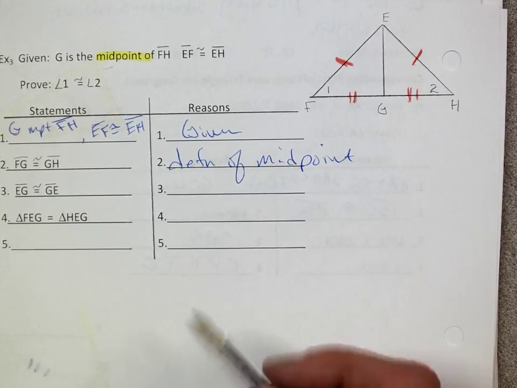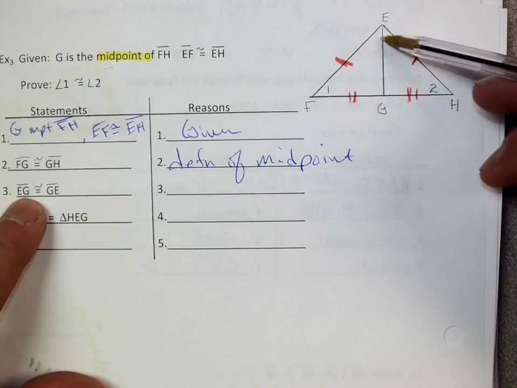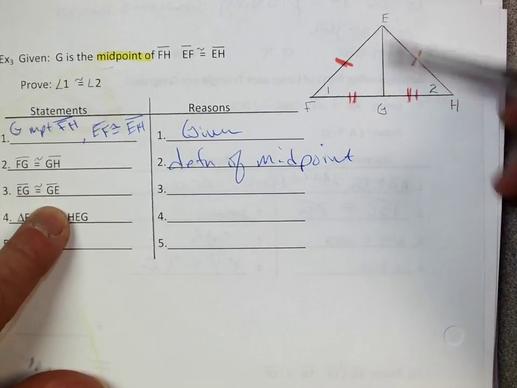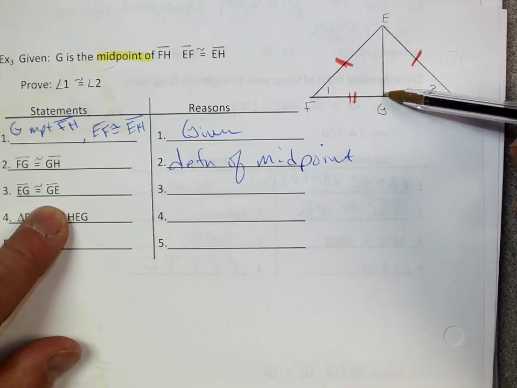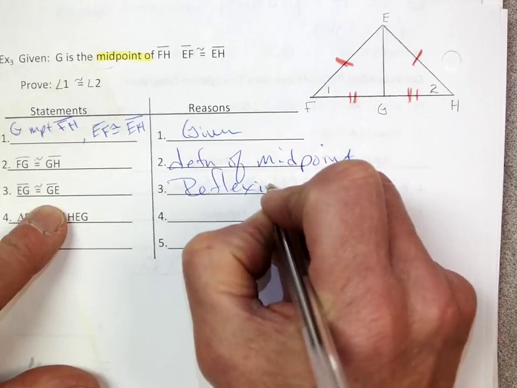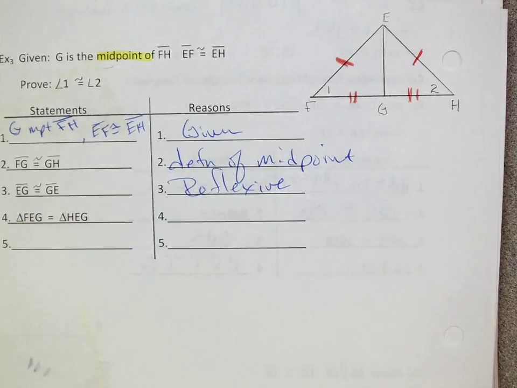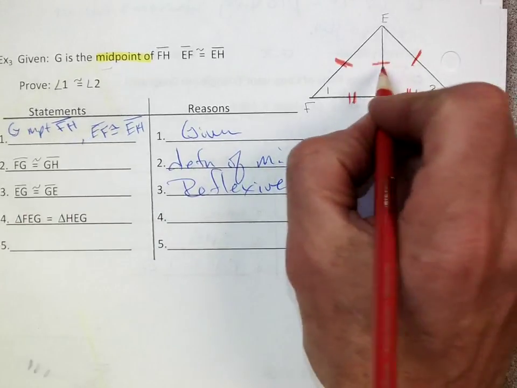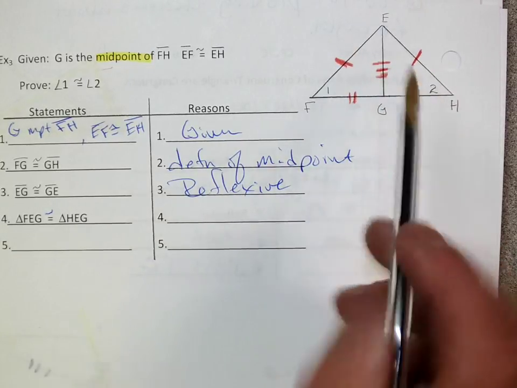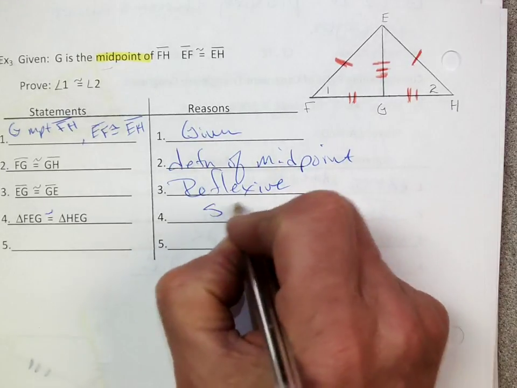We need a third thing. So now I've got EG and GE. Okay, well, it equals itself. What's that? Everybody agree? Reflexive. Let me mark that one. It's getting pretty easy. You guys could have done this one on your own, couldn't you? Probably. Okay. All of a sudden the triangles are congruent. Why? SSS. Everybody agree? Side, side, side to side, side, side. Everybody agree? Okay. Yep. Side, side, side.